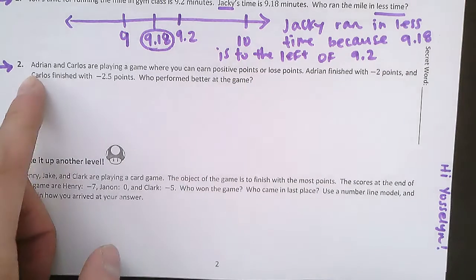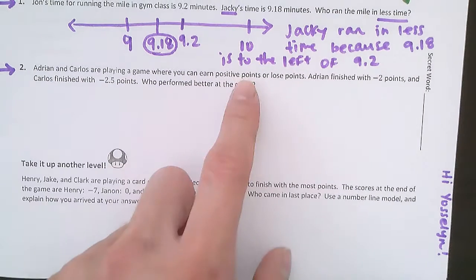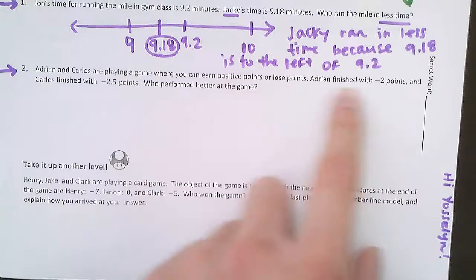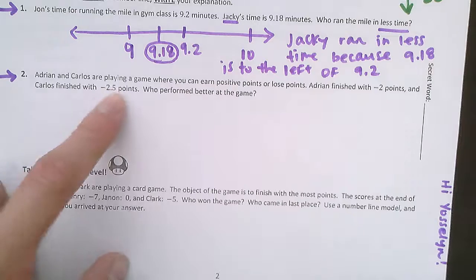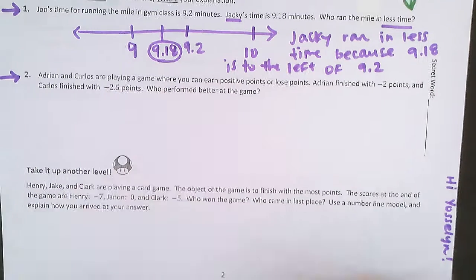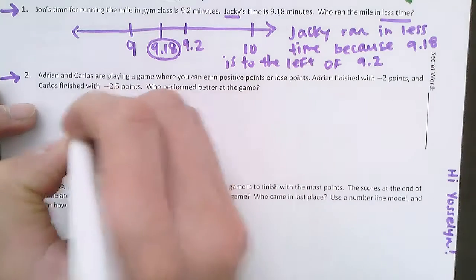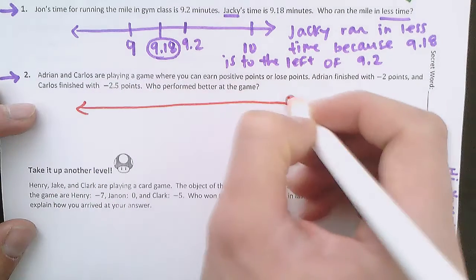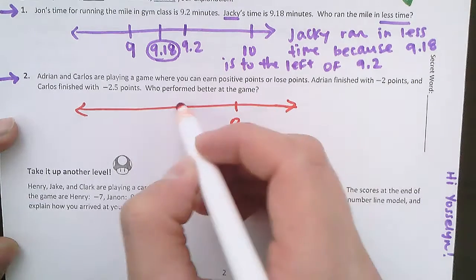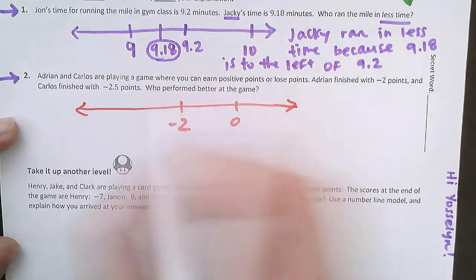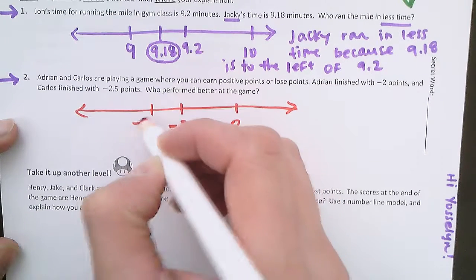Okay, number 2. Adrian and Carlos are playing a game where you can earn positive points or lose points. Adrian finished with -2 points, and Carlos finished with -2.5 points. Who performed better at the game? Let's draw the number line. We have 0, we have -2, we have -2.5, which is going to be a little bit further to the left of -2.